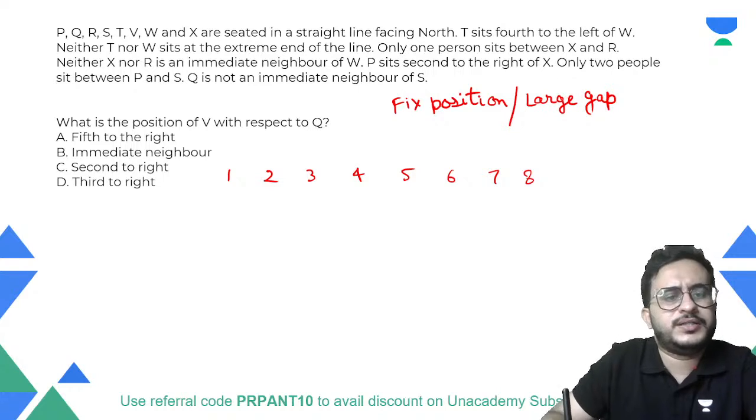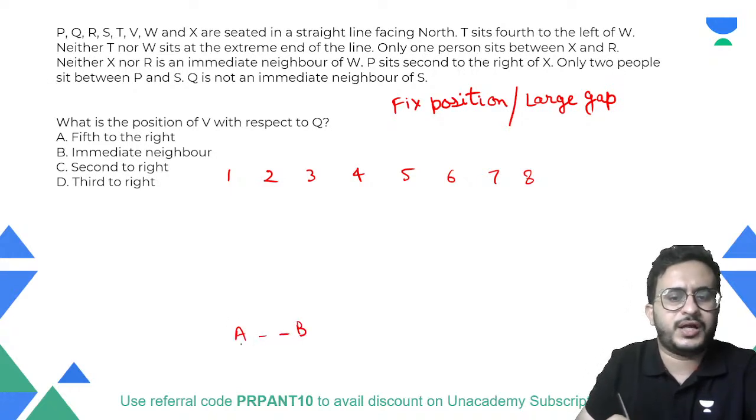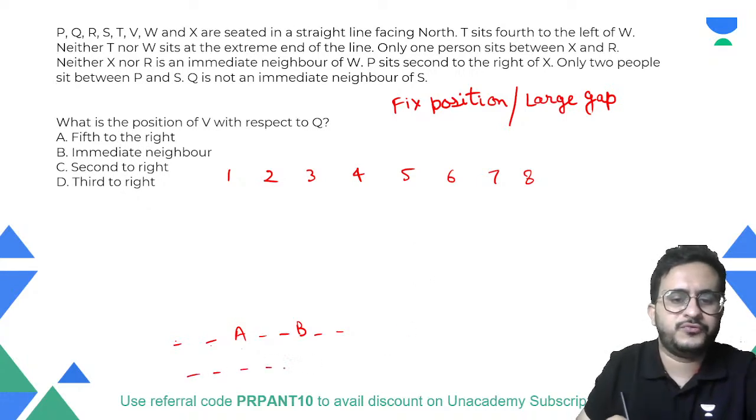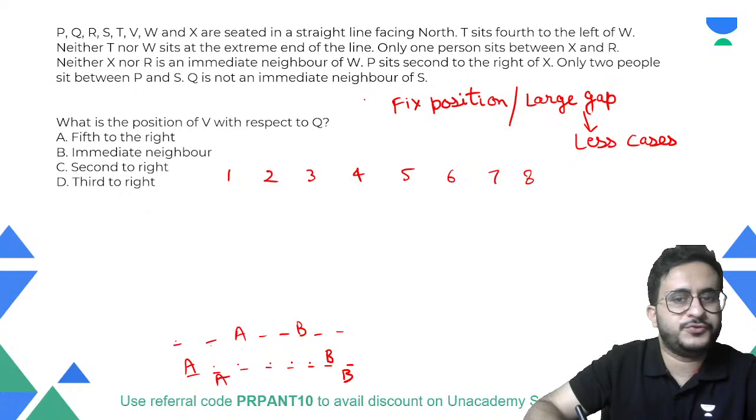Because see, let's take an example. If I say that there are two people between A and B, and there are eight people, you can put A and B here, here, here, multiple possibilities. But if I say 1 2 3 4 5 6 7 8, if I say five people between A and B, 1 2 3 4 5, you will say B comes here, and there will be only two cases. So large gaps give you fewer cases. So always start with this, this is the first thing you should look for.